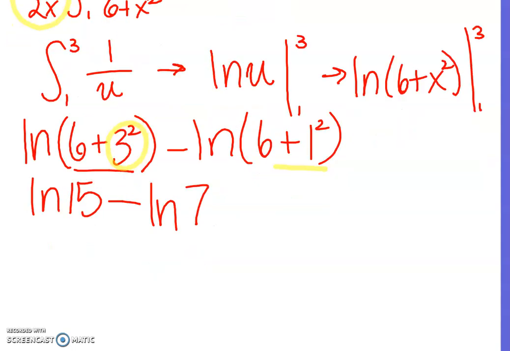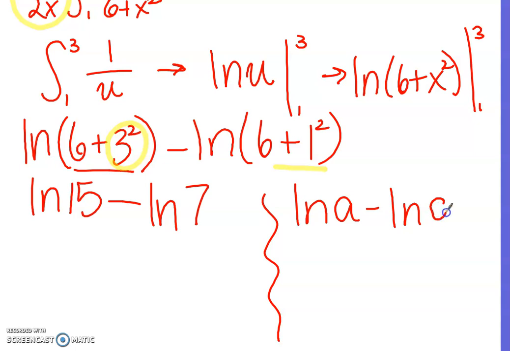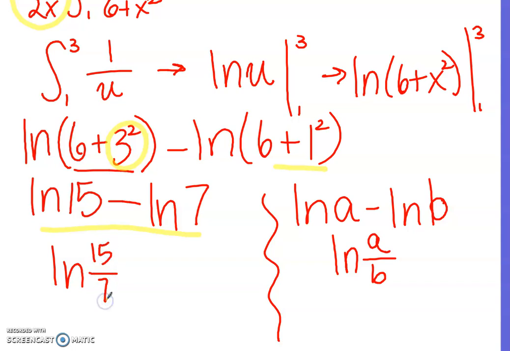What we need to remember from our log properties is if I have 2 logs with the same base that I'm subtracting, so these are both base e, then I can condense it to a single log and divide what is inside the log. So that's what I'm going to do with this. I'm just going to say ln 15 divided by 7 because this is subtraction.